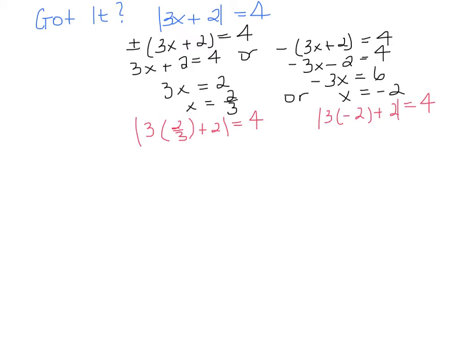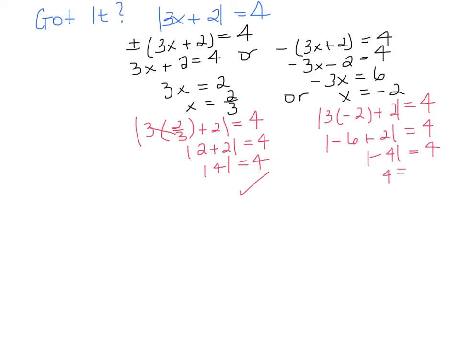And let's see, these cancel. So you're left with the absolute value of 2 plus 2, which is 4. Absolute value of 4 is 4, so that works. And over here we get negative 6 plus 2 equals 4. Absolute value of negative 4 is 4, and that one works. So those are your two solutions for that one.